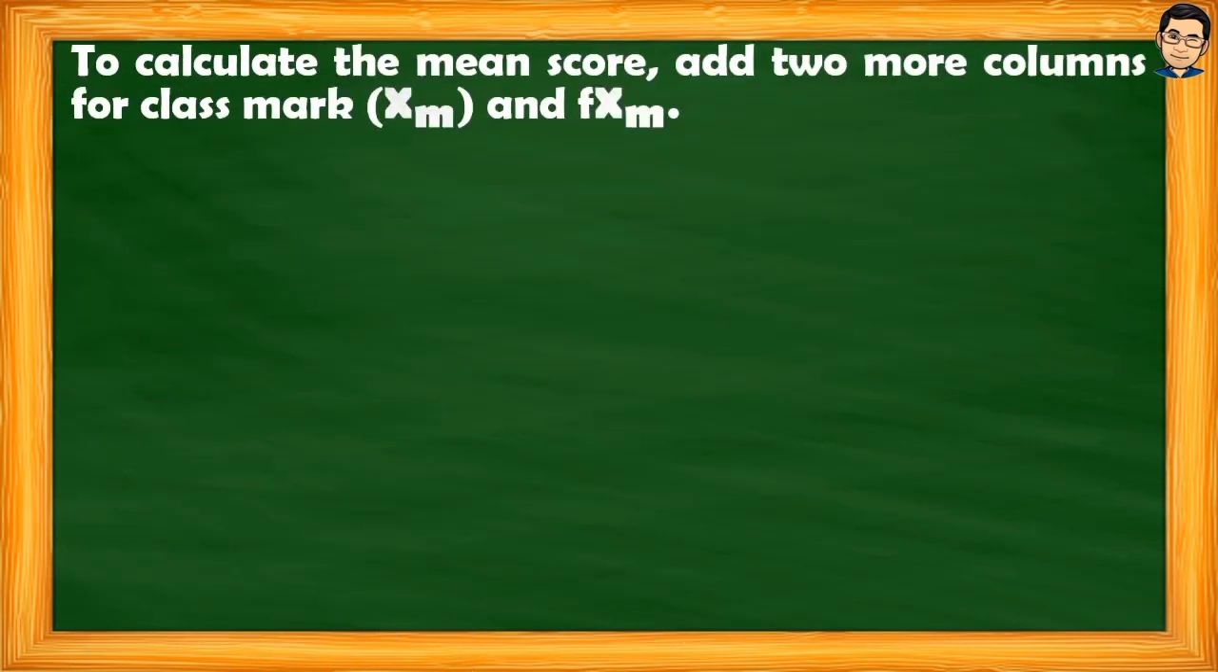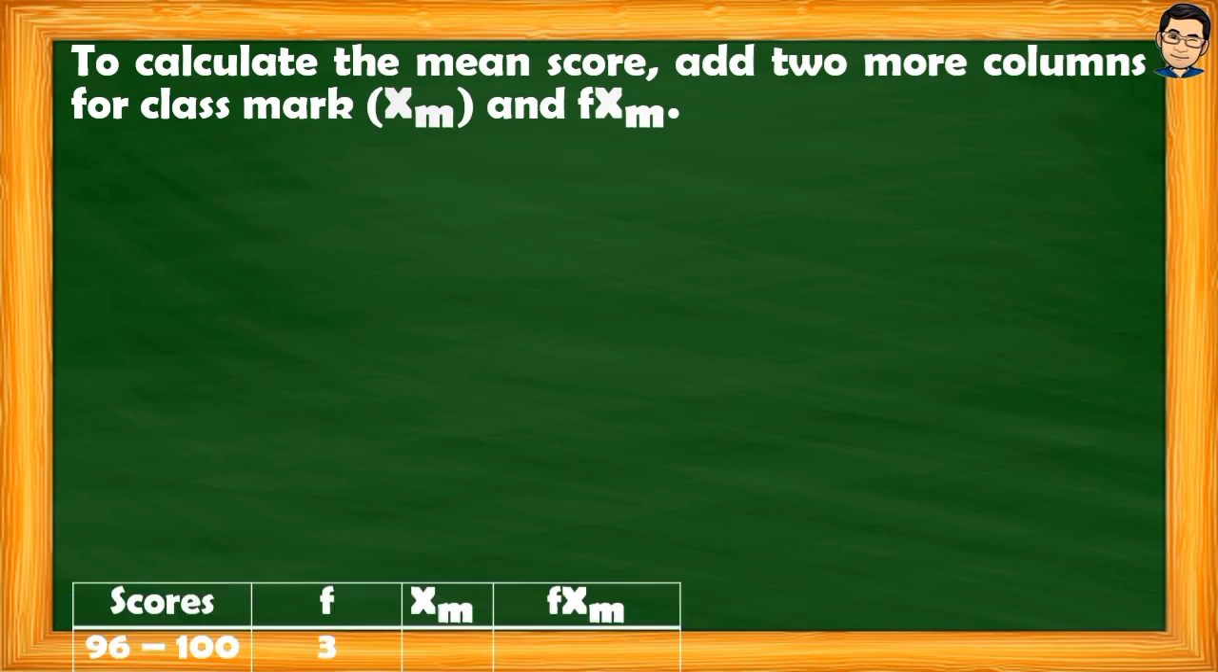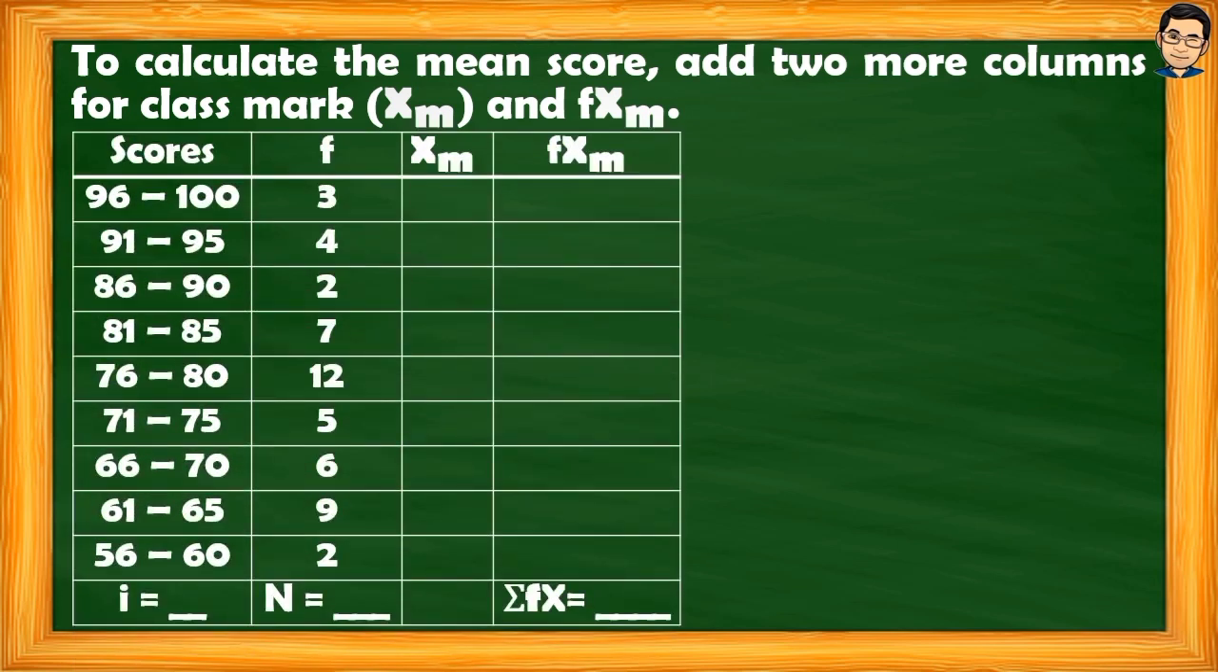Let us now calculate the mean score. To do that, let us add 2 more columns for class mark and the product of the frequency and class mark. Kanina, sa example natin sa previous slide, nakita nyo doon yung scores and frequency. Kailangan nating mag-add ng 2 more columns. Yung third column natin is yung class mark, and yung fourth column natin ito yung product ng frequency and class mark.